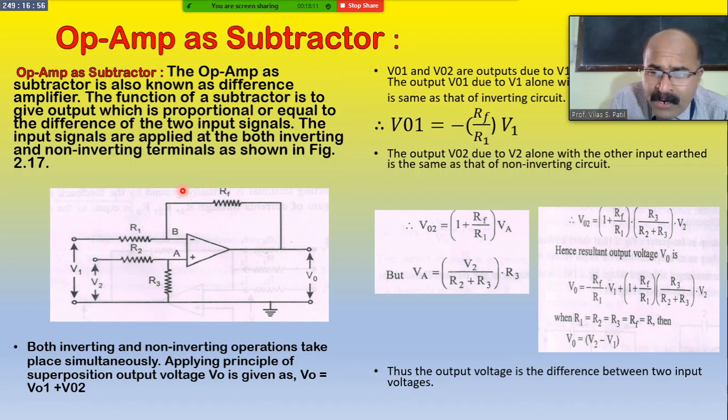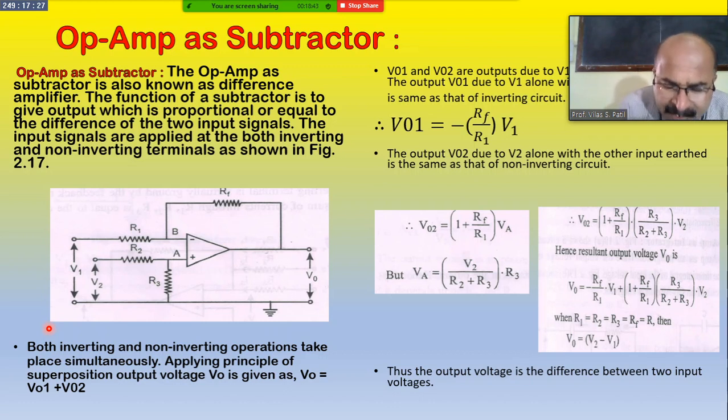Here, the closed loop mode of an operational amplifier is used, in which some part of the output is fed back to the inverting terminal through resistance RF. Also, inputs are given to both the inverting and non-inverting input terminals.